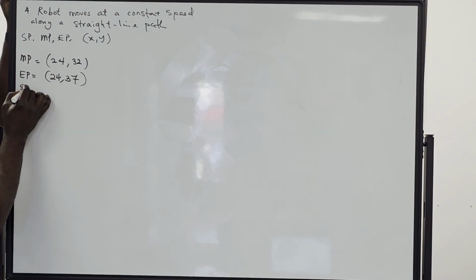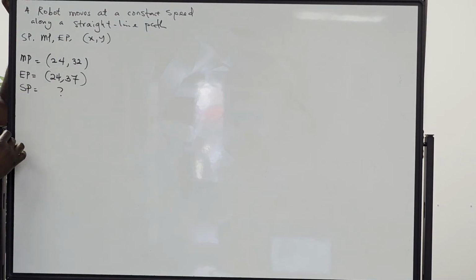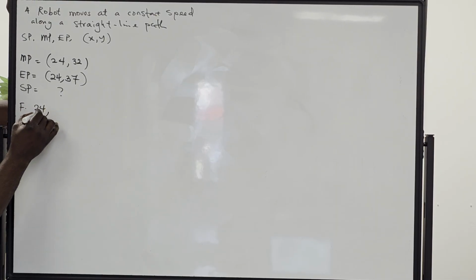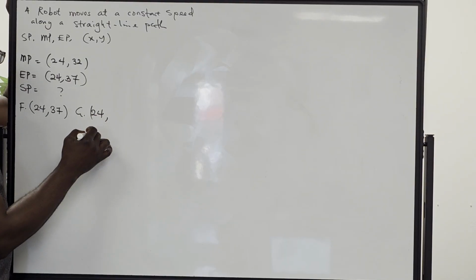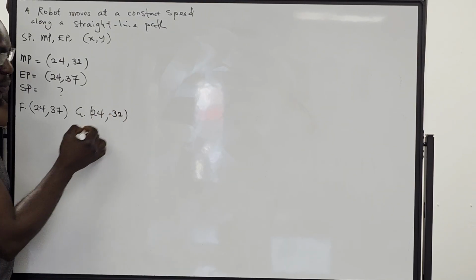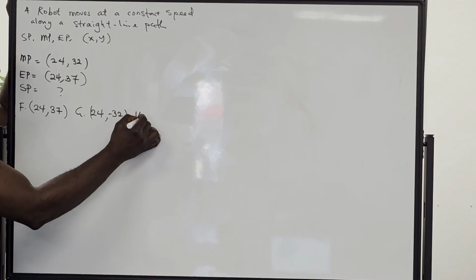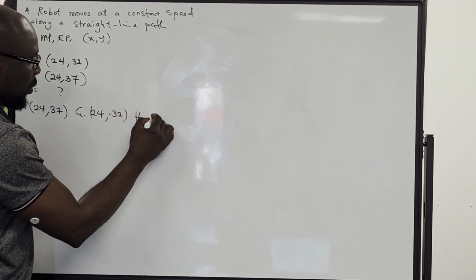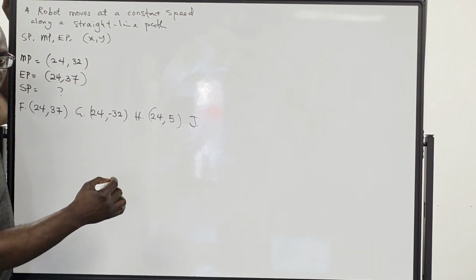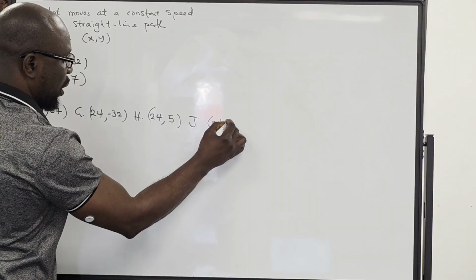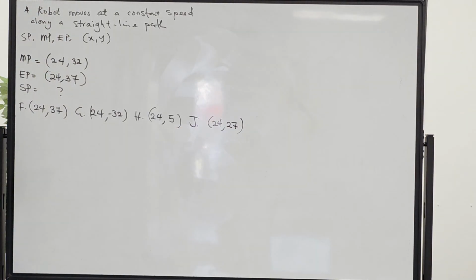Which of the following coordinates represent the starting point? So we're looking for the SP, starting point. Option F is 24, 37. Option G is 24, minus 32. Option H is 24, 5. And option J is 24, 27, right? So let's solve this question. I'm going to go through two different solutions.